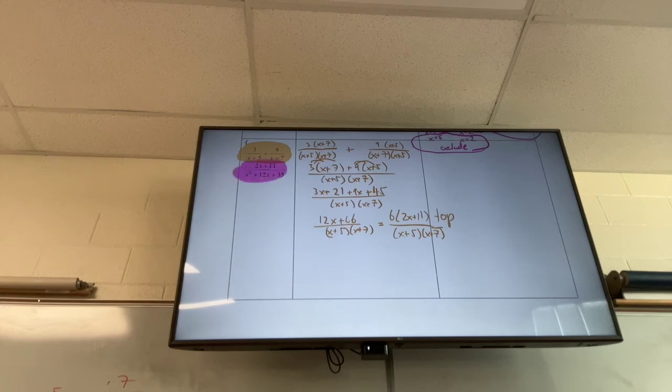Can I do the bottom now? Let's do the bottom, right? Actually, the bottom is already. See how the bottom's already one fraction. So step 2 is already done for us. Thank you, Pearson.